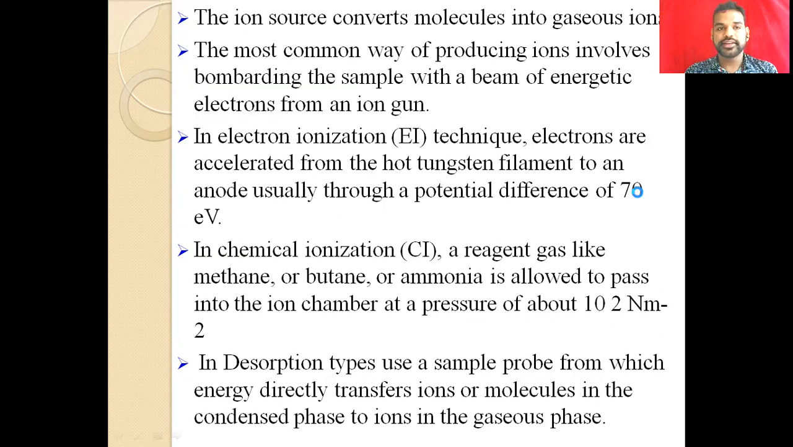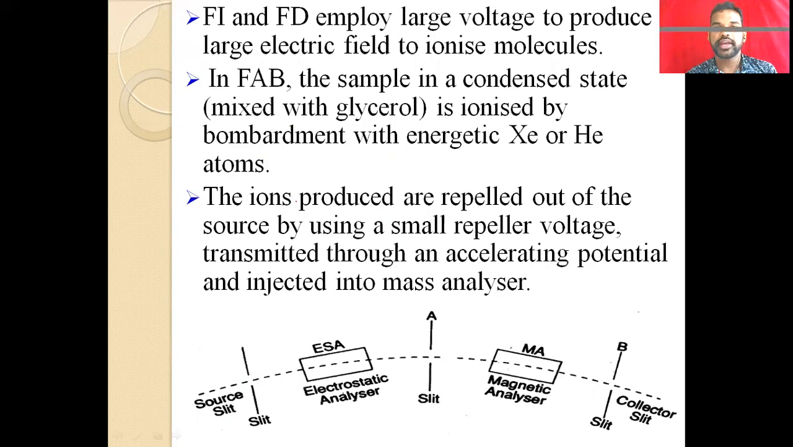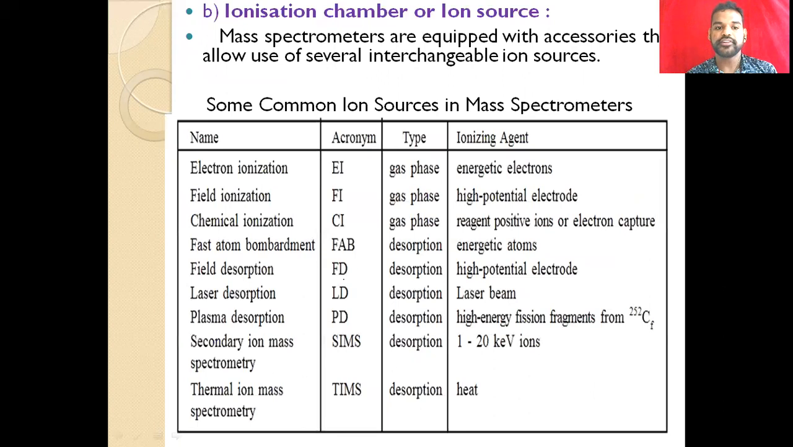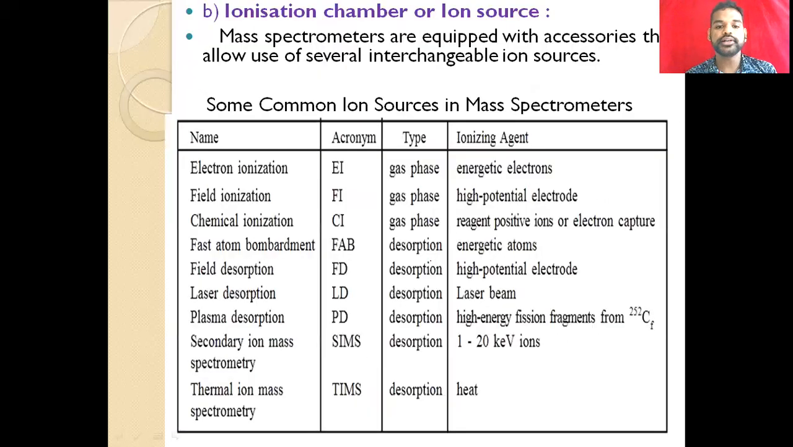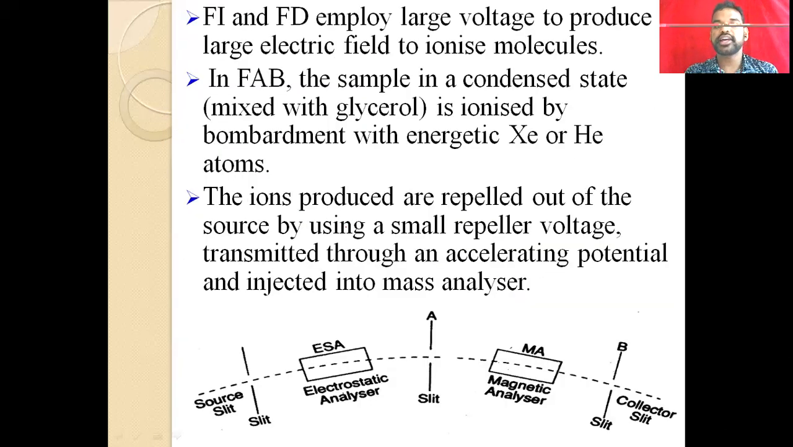So here FI means field ionization, and FD means field desorption. Field desorption employs a large voltage to produce a large electric field to ionize the molecule. So they are using the large electric field to produce ions. And then FAB, fast atom bombardment.